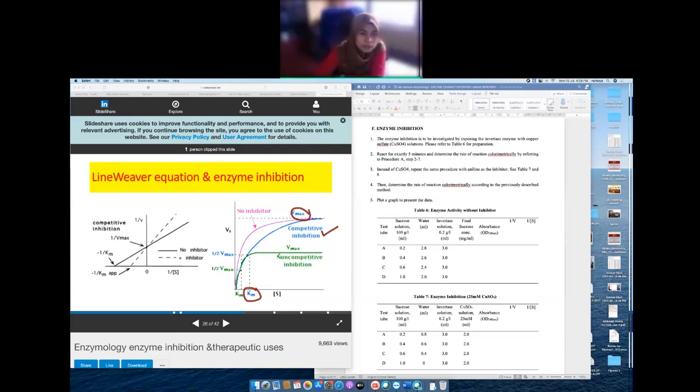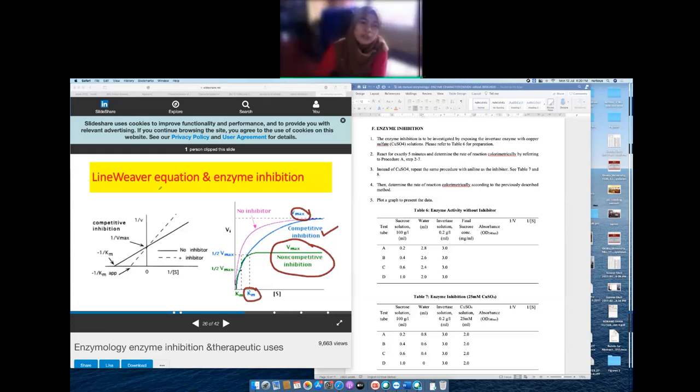Okay, so for the non-competitive inhibitor, the inhibitor binds to the allosteric site, and it will change the structure of the active site. So what happened? The Km will be the same, but the Vmax will be reduced. Now from this Vmax it is just reduced to the lower Vmax.